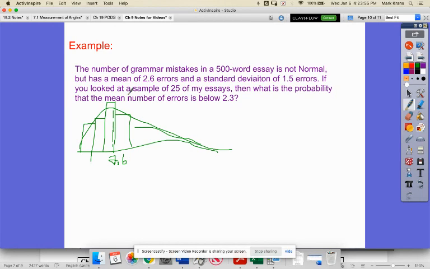If I looked at a sample of 25, then my new mu, the mu of my many x bars, is still going to be 2.6 because it equals the original mu. My sigma of my x bars is 1.5 divided by the square root of my sample size, and we get 1.5 over 5, which is 0.3. And you could make the argument that because the sample size is 25, the central limit theorem would suggest that the shape of this sampling distribution would be relatively normal.